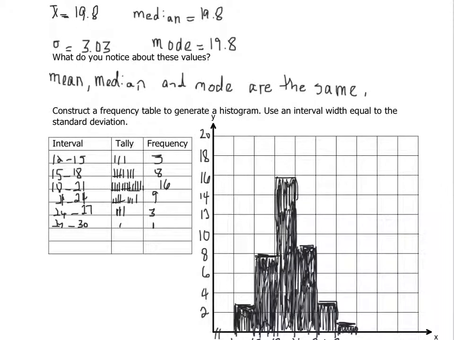12 to 15, there were 3 pieces of data in that interval. 15 to 18, there were 8. 18 to 21, there were 16. 21 to 24, 9 pieces of data. 24 to 27, 3 pieces of data, and 27 to 30 was 1 piece of data.